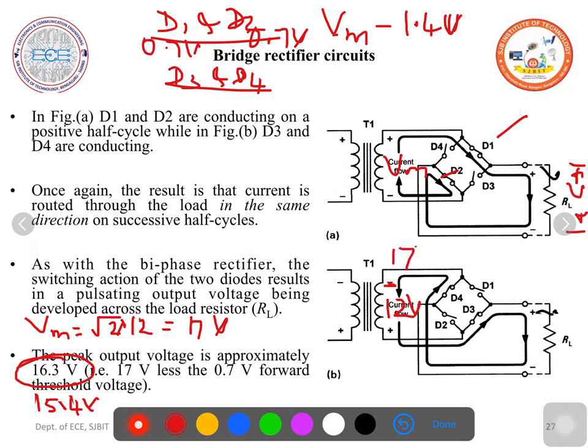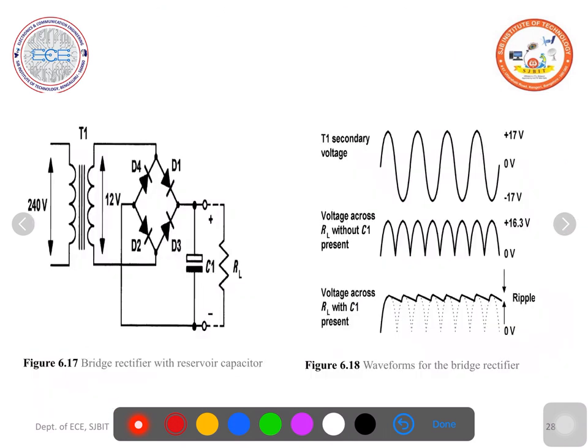So if the peak voltage here is 17 volts, the drop here is 0.7, 17 minus 0.7, then through the D4, so 17 minus 0.7 minus 0.7. So here it comes around 15.4 volts. So the waveforms, here this is the secondary voltage waveform, plus 17 minus 17. Just now we saw how we got 17, because root 2 times 12 volts is the voltage across the secondary. So here you will get the peak voltage 17 volts.